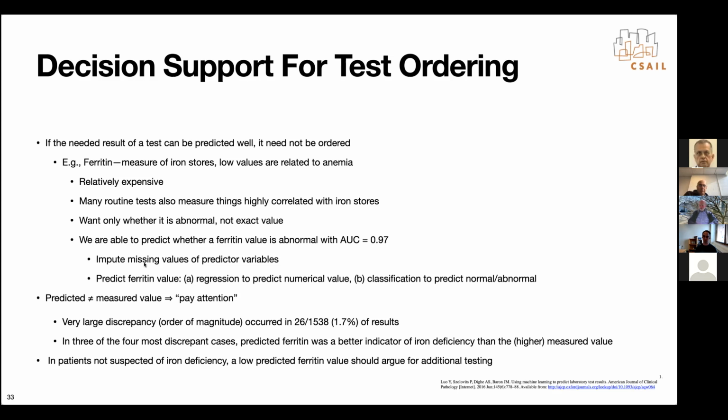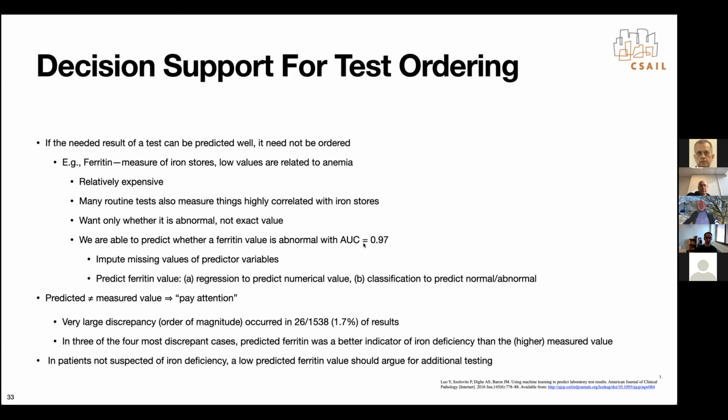We said, well, we're going to use predictor variables, which are all the other variables that measured, so this is the covariance structure. And if there are missing values in those predictors, we're just going to do mean imputation. So initially we started with mean imputation. Later we got fancier. And then the ferritin value can be predicted as a regression to get a numerical value, or as a classification problem to predict normal or abnormal. And as I say, at the second one, we were doing pretty well.